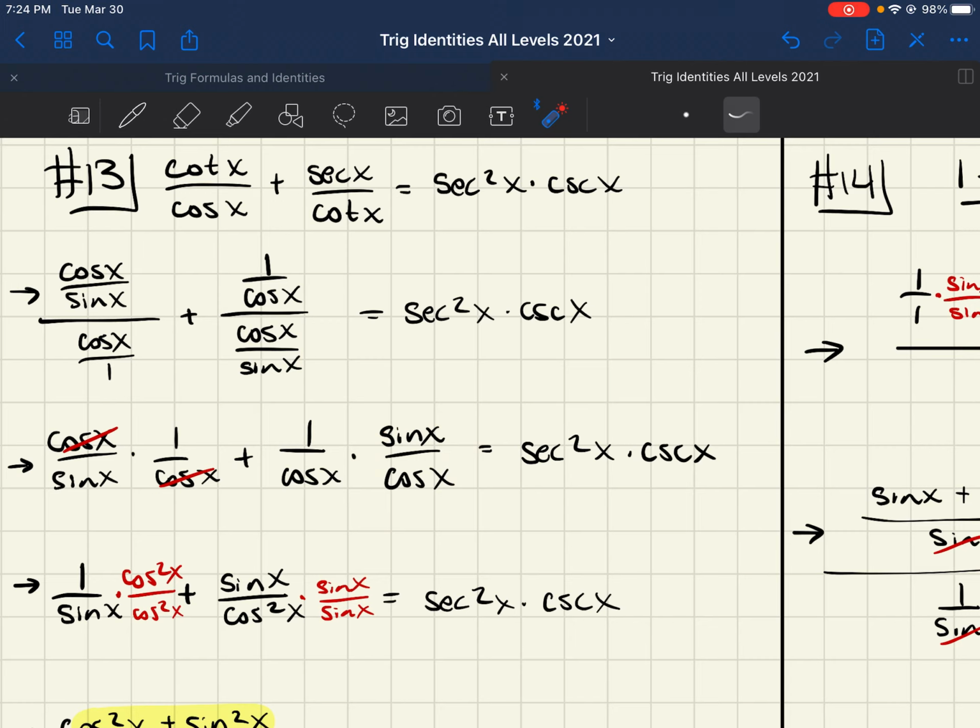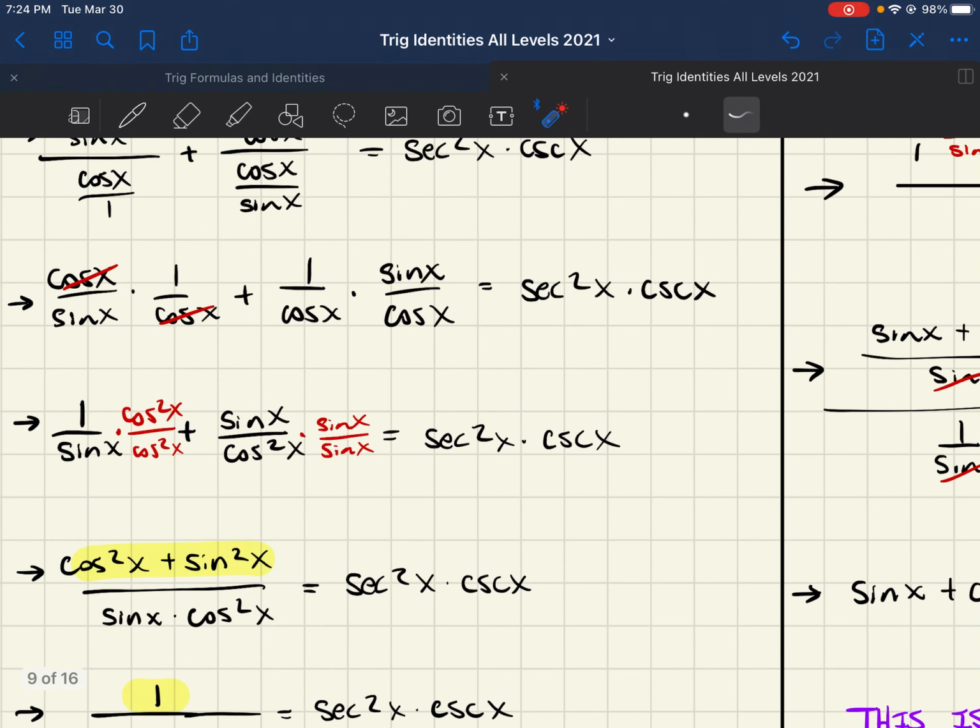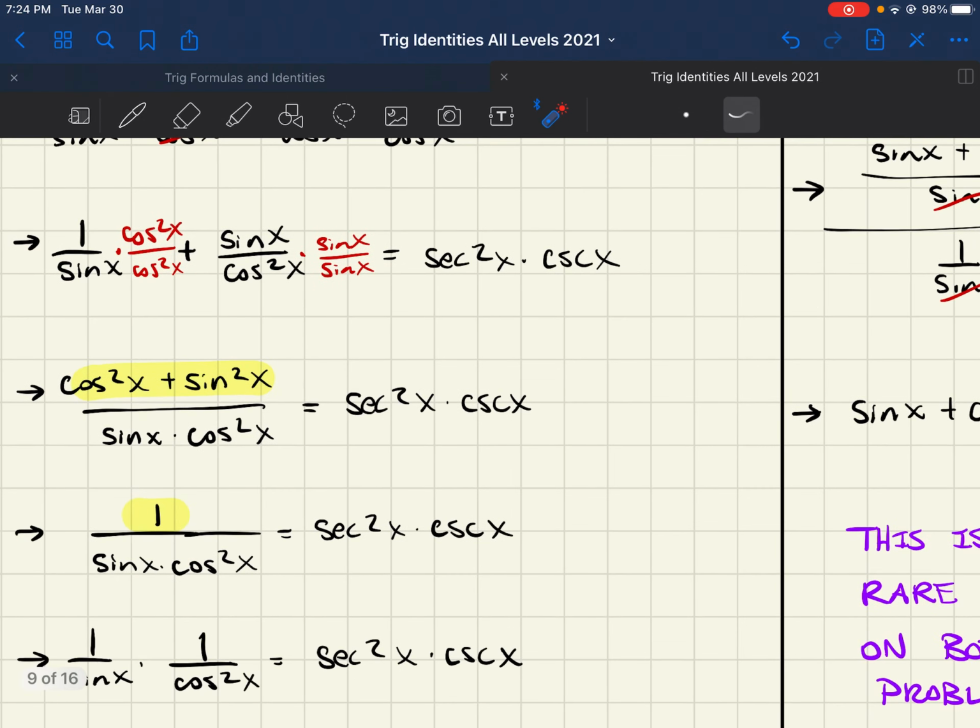Over here on this left side, cosines cancel, you get 1 over sine. Right over here, nothing cancels, you get sine over cosine squared. Now at this point, we have denominator sine and cosine squared. So I'm going to multiply by the pieces they're missing to get a common denominator. I know I want sine and cosine squared in the denominator, so I'll multiply here by sine over sine, and here by cosine squared over cosine squared. By doing that, in the numerator, you get cosine squared plus sine squared over sine cosine squared. And we know cosine squared plus sine squared is 1.